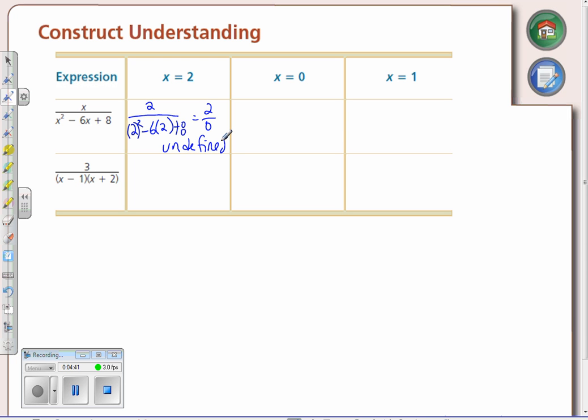Plugging in 0, 0 is going to be fine. We're going to have 0 over 0 squared minus 6 times 0 plus 8. That's 0 over 8, which is just 0. And if we plug in a 1, 1 over 1 squared minus 6 times 1 plus 8, which is going to give us 1 over 3 when we work it out.